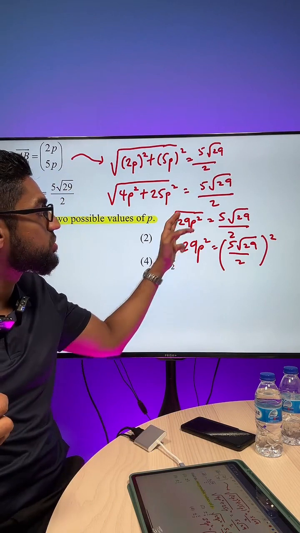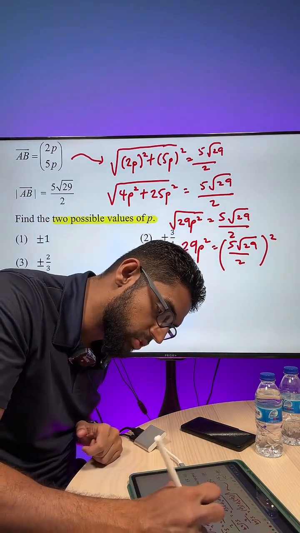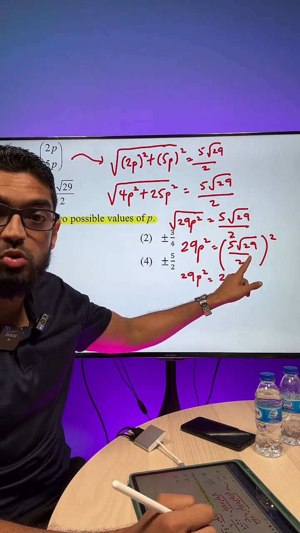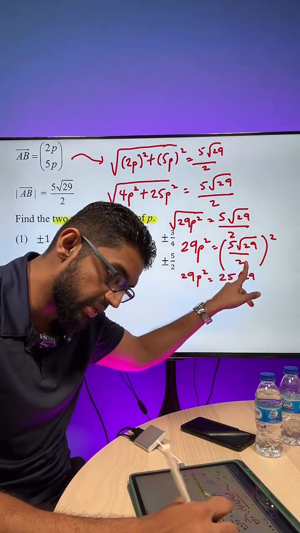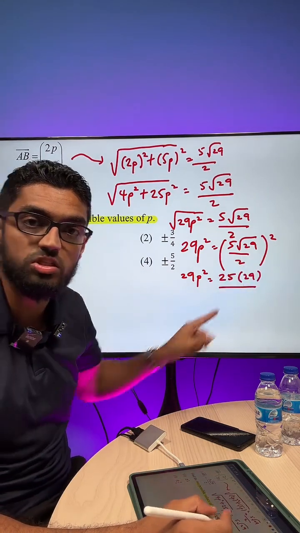Okay, this big square root here is gone already, guys. So we're going to have 29p squared equals 5 squared, which is 25. When you square the root, the root is gone. So this becomes just 29 over 2 squared. 2 squared is just 4.